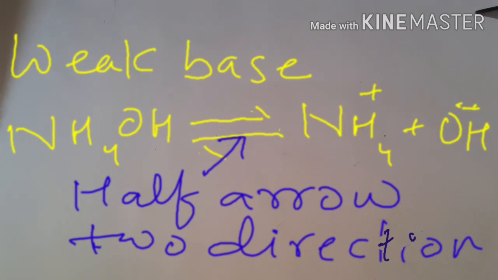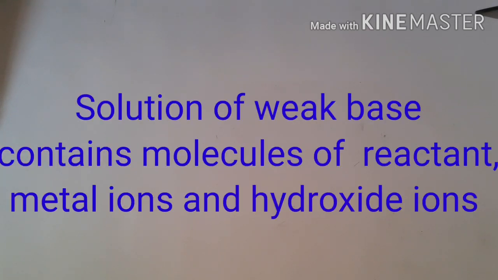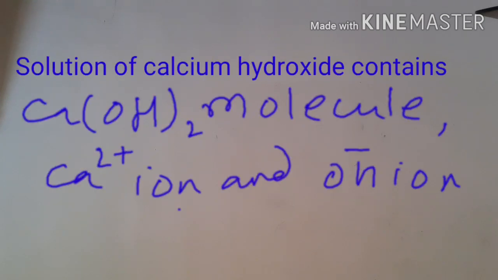That means for weak acid and weak base, the solution contains both molecules of reactants as well as the ions of the product form. For example, in case of calcium hydroxide, the solution contains molecules of calcium hydroxide, calcium 2 plus ion and hydroxide OH minus ions.